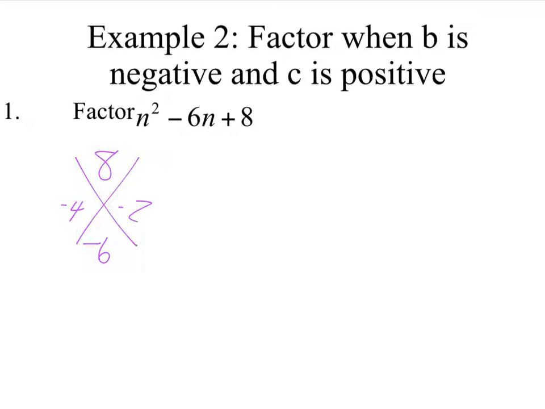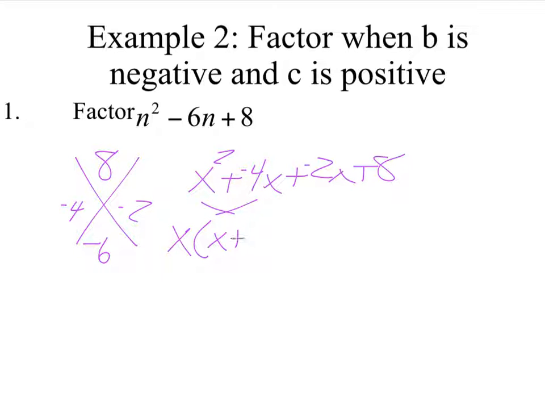I'm going to switch my n's to x's. I just like x's better. But we're going to pull out of the diamond in the same order. So x squared plus negative 4x plus negative 2x plus 8. First two pieces, I can pull an x out, leaving me with x plus negative 4.